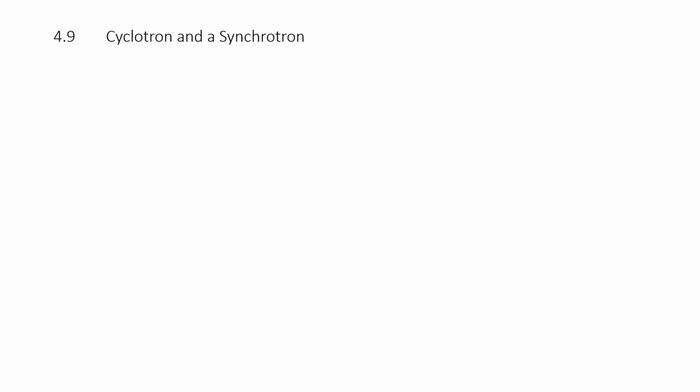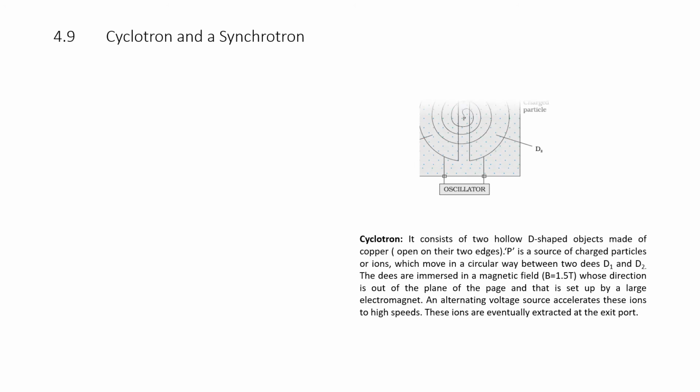Now we will study about cyclotron and synchrotron. Please see the figure. Cyclotron consists of two hollow D-shaped objects, D1 and D2, made of copper. P is a source of charged particles or ions which move in a circular path. See, this is the circular path of the charged particles.